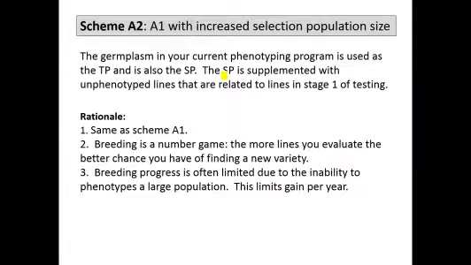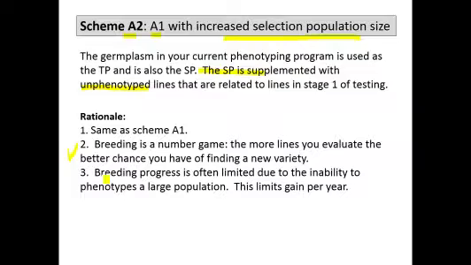Now let's look at a second scheme. We'll just add a little twist to Scheme number 1, and I call this Scheme A2. It's basically the same scheme as before, but now we're going to increase the size of our selection population. The germplasm in your current phenotyping program is again used as your training population and also as your selection population. But this time the selection population is supplemented with unphenotyped lines that are highly related to the lines in stage 1 of testing. The rationale is the same as Scheme 1, but also we know that breeding is a numbers game.